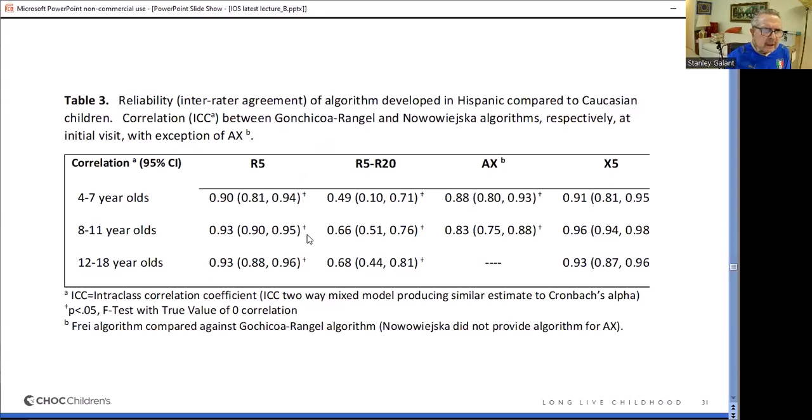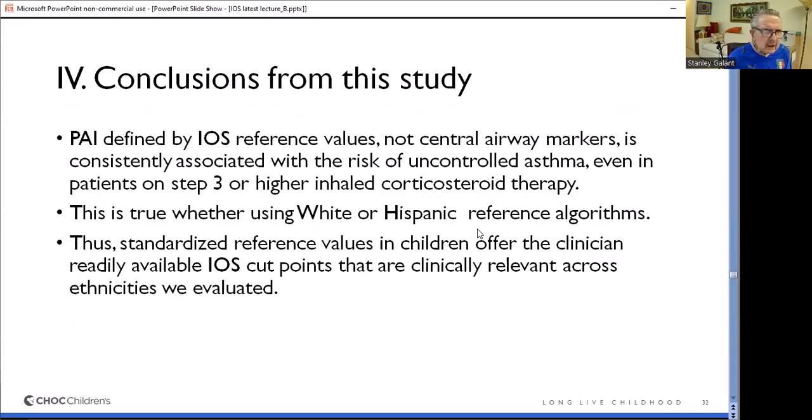a lot of agreeability. So the correlations were extremely high for most of the oscillometry metrics. And we concluded then that a peripheral airway impairment defined by oscillometry, not central airways, is consistently associated with the risk of uncontrolled asthma, even in those patients on step 3 or higher inhaled corticosteroids. And this was true across ethnicity. And the standardized reference values offer the clinician readily available IOS cut points that are clinically relevant, as I said, across ethnicity.